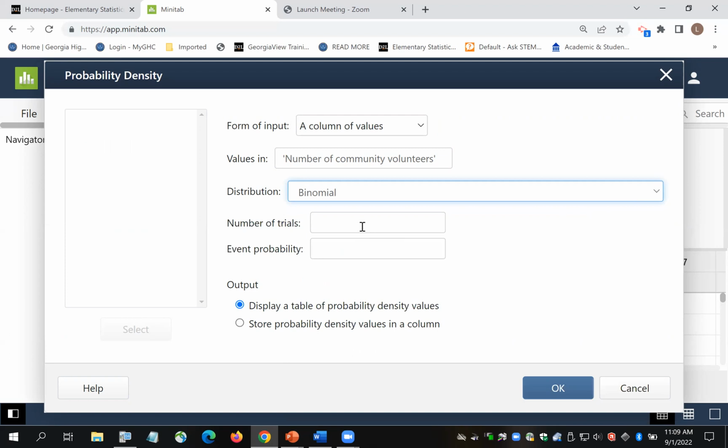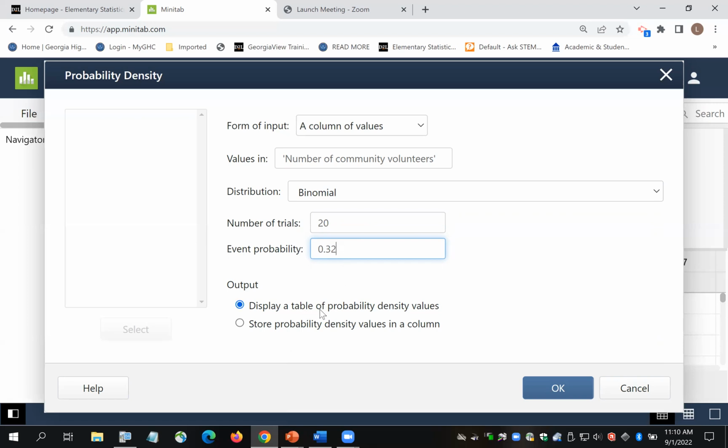I then have to give it the number of trials. We had 20 because that's how many we had in our sample. And the probability of success, which is P, in this case is the probability that they participate, is 0.32. It's stated as a percentage and we convert it to a decimal.